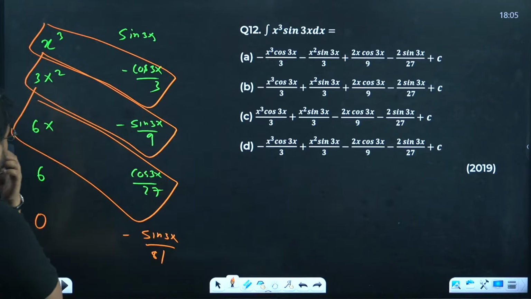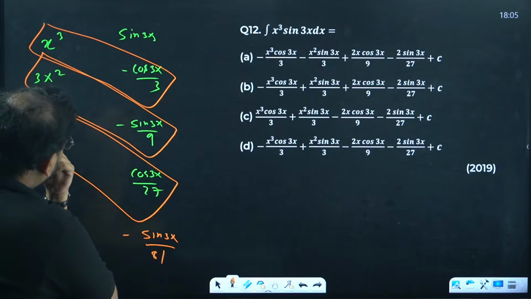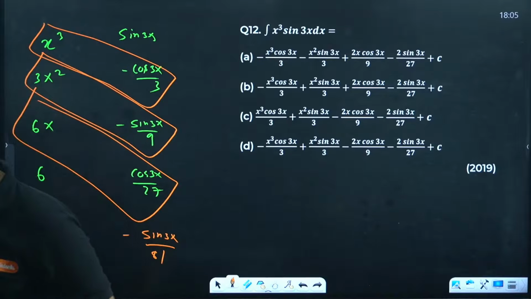Because steps are not wrong, right? Steps are not wrong. 3 3s are 9, so x square sin 3x by 3 will come. It's coming with a minus sign. No, we're going to change the sign alternatively, I think. So if you multiply over here, something is missing. Anybody has an idea?